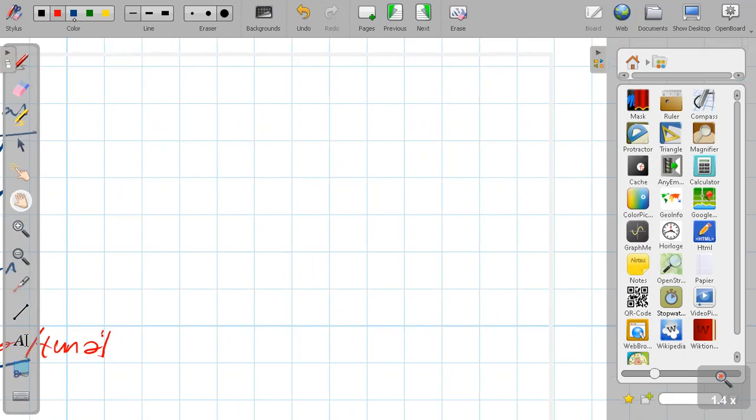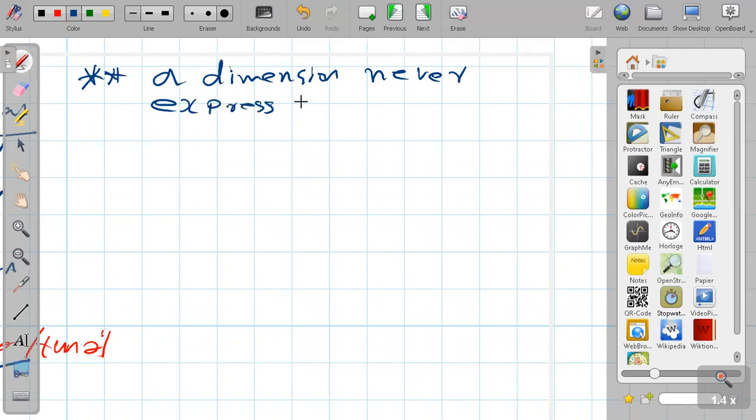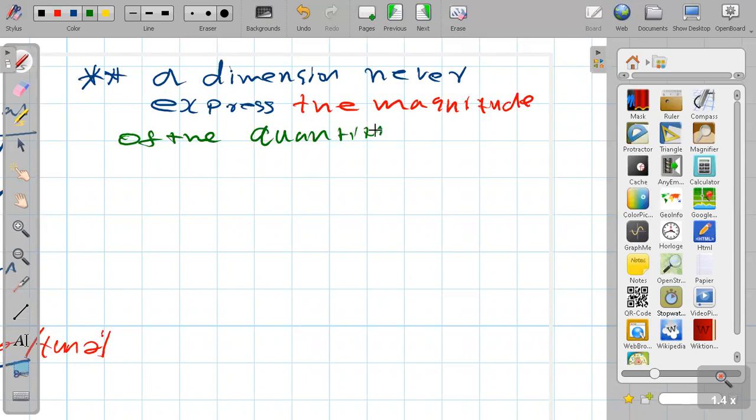A dimension never expresses what? Never express what? The magnitude of the quantity. It does never express the magnitude of the quantity.